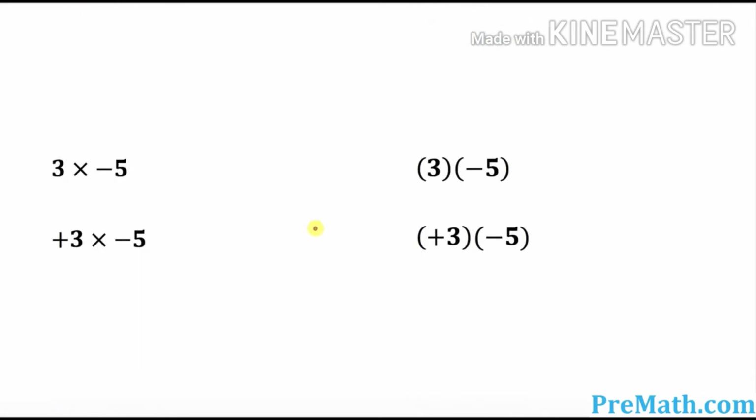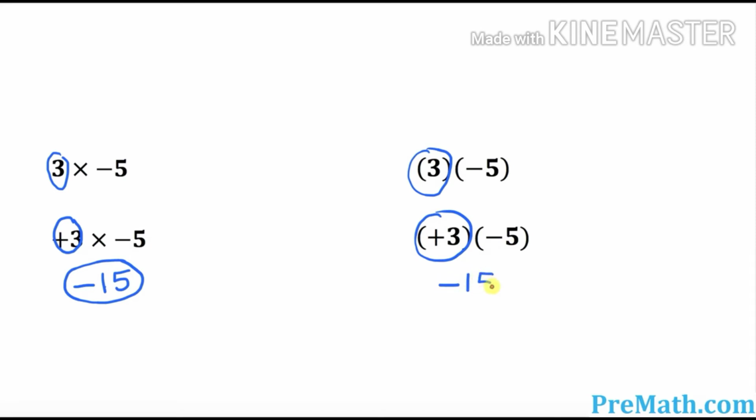How about this thing? If I put down 3 times negative 5. So once again, 3 could be written as positive 3. So this positive 3 times negative 5, negative and positive become negative. 3 times 5 is 15, so negative 15 is our answer. Likewise, on this side, this positive 3 could be written as positive 3 with the sign over here. So this would become what? Positive 3 times negative 5, which would result in negative 15.